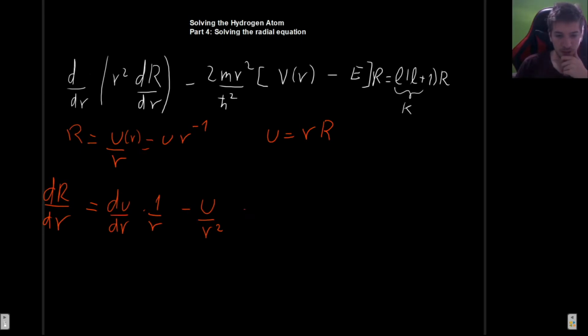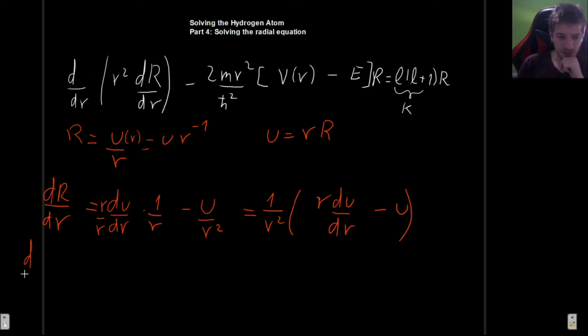Something that would be useful to do, though you can do it later, is that because this will be multiplied by r squared, we can factor out r squared here. In order to do that, we multiply and divide by r, so that in the denominator we now have r squared. So let's factor out 1 over r squared. We get r times du/dr minus u. Okay, and now let's plug in here.